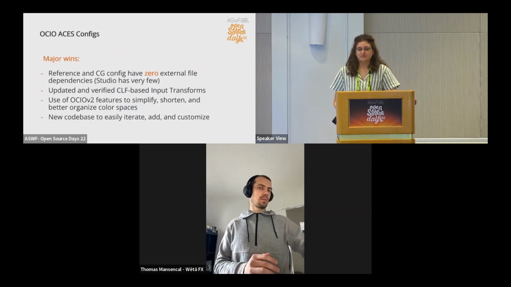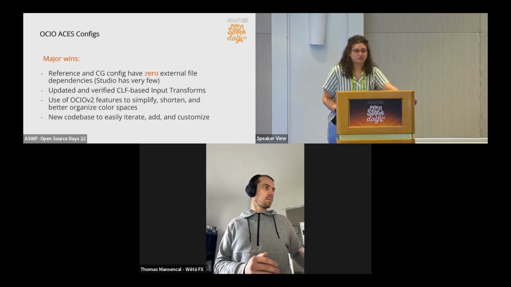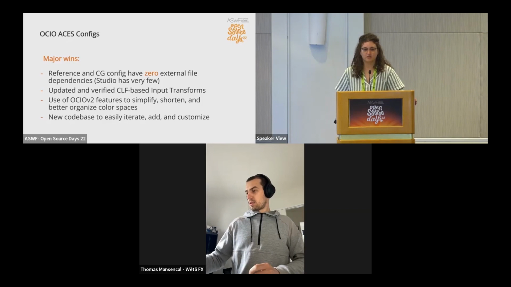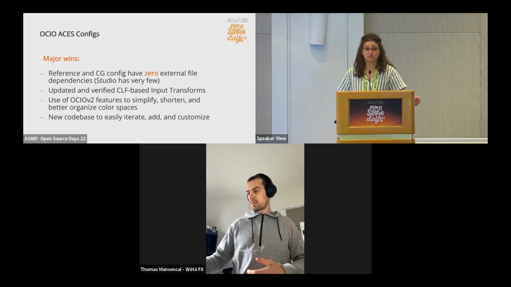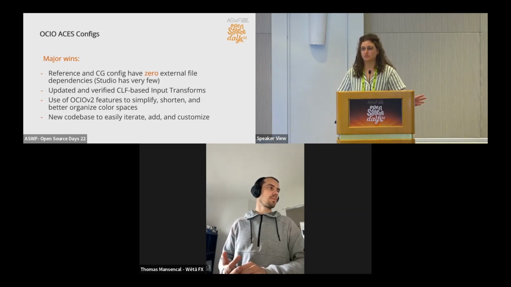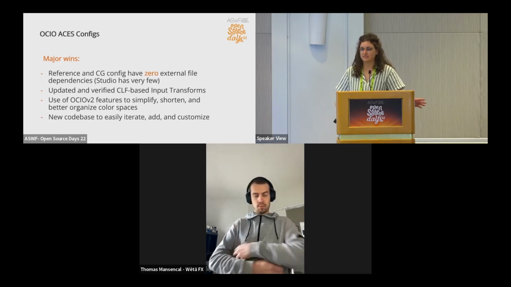Couple major wins I want to highlight, some of the things that Doug mentioned earlier. The reference and CG config now have 0 external file dependencies other than the .ocio config themselves, which is super exciting. You can just download this YAML file and go. The studio has very few external file dependencies. It might end up having more as we add more camera input transforms to it as that list grows. And not everything is able to be a built-in config in the OCIO library itself, at least at first.